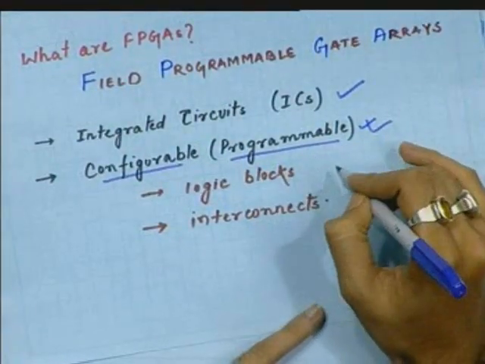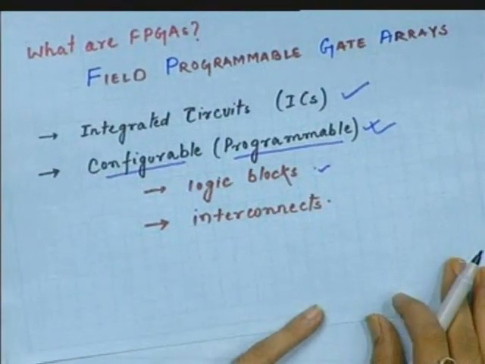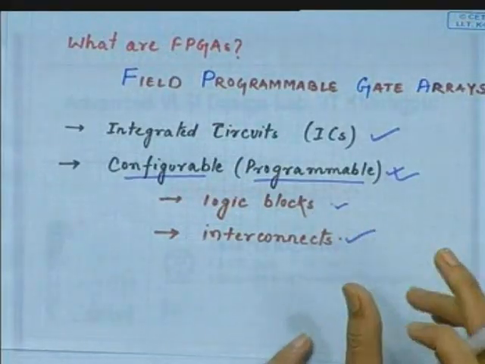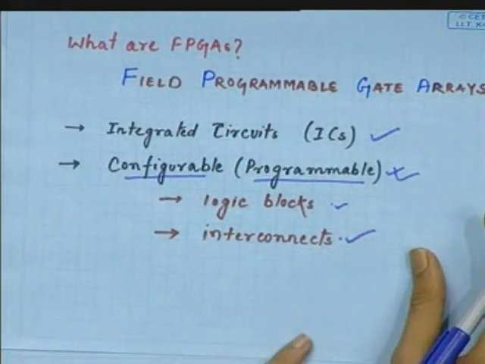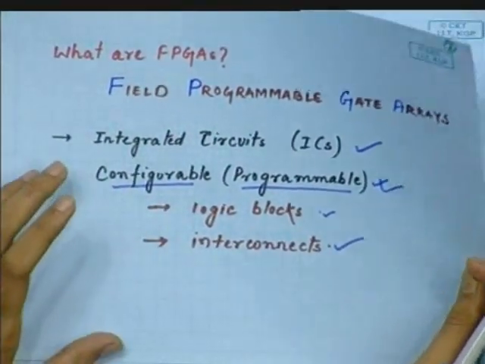Now, what are the programmable components of FPGA? They are the logic blocks and the interconnects. There are some logic blocks in FPGA, and the interconnections between the logic blocks; those are the main configurable components of FPGA.